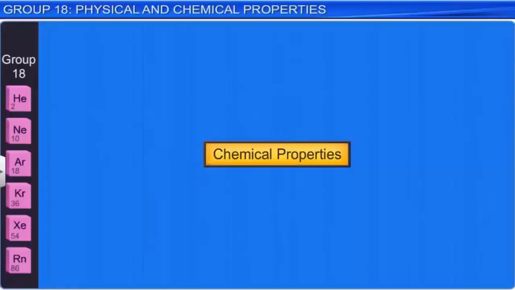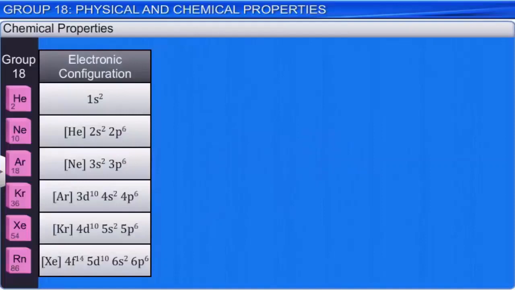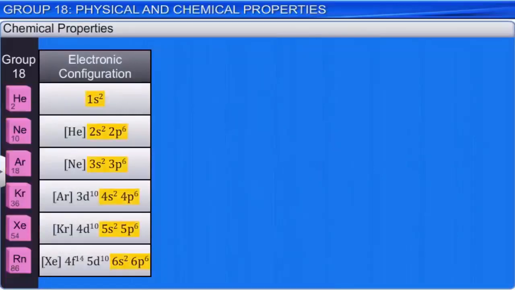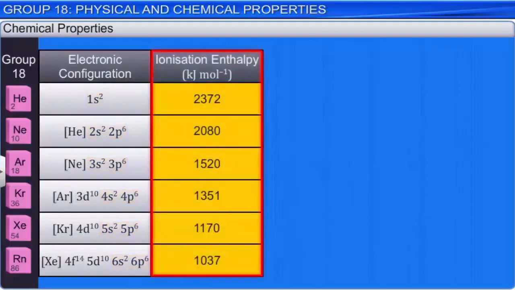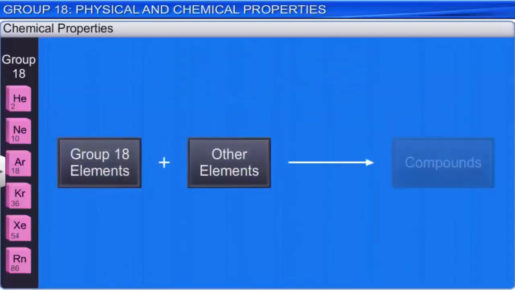Let us now discuss the chemical properties of these elements. You know that the inertness of these elements to chemical reactivity is attributed to their stable electronic configuration, high ionization enthalpy, and higher positive electron gain enthalpy. Before 1962, several attempts made by chemists to force these elements to react and form compounds were unsuccessful.